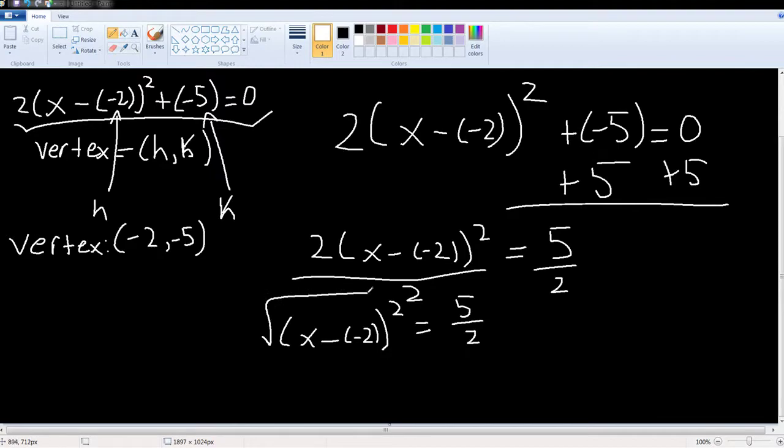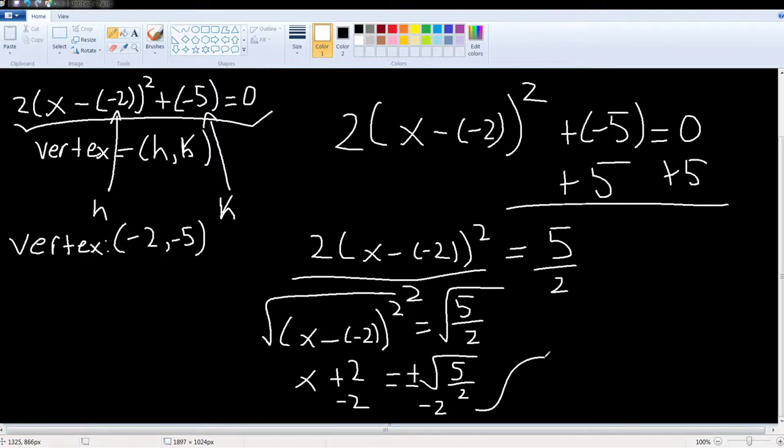We will square root both sides. We get x. So this whole time I've been writing minus minus 2, but I'll just write x plus 2 for convenience sake. It's the same thing. It's equal to the square root of 5 over 2. And remember, when we find a square root, right, there's a plus or minus. And then we are left with x. So we subtract 2 from each side. The answer we get is then x is equal to minus 2 plus or minus the square root of 5 over 2.